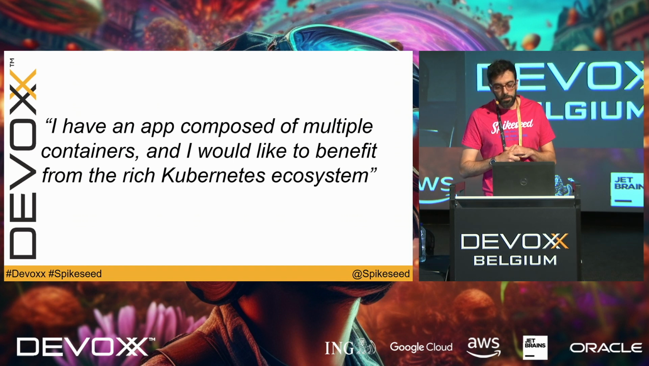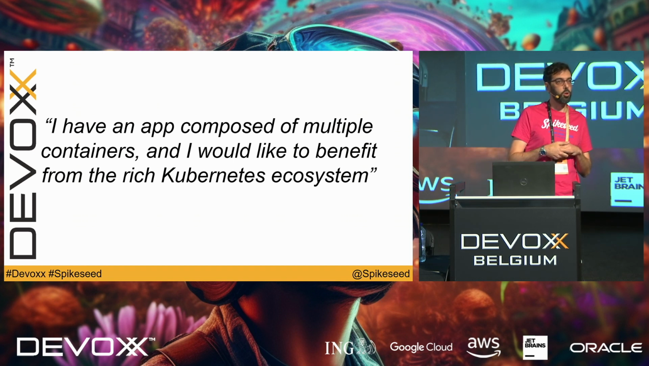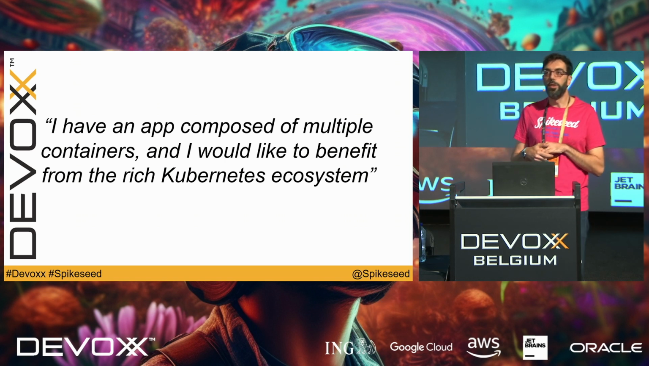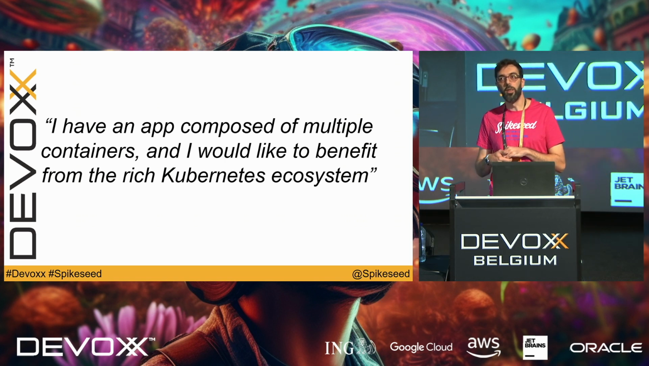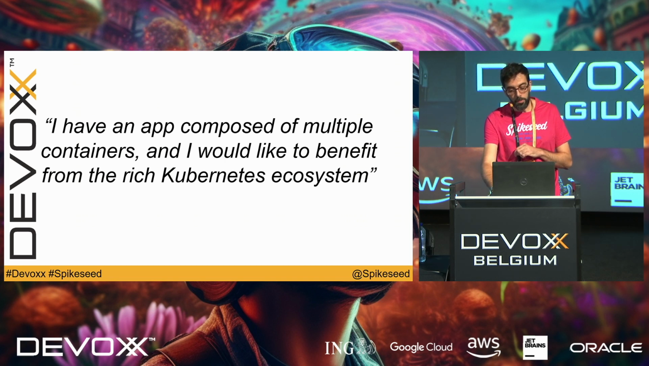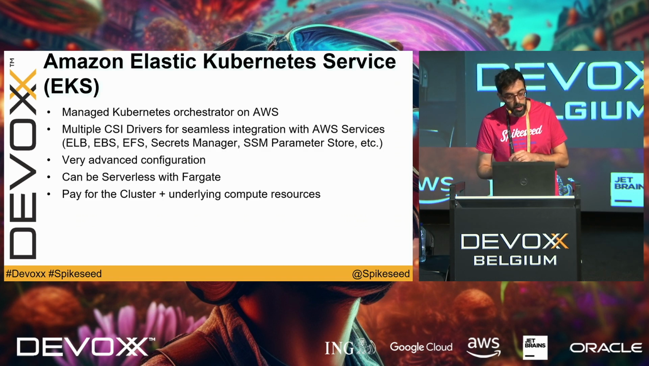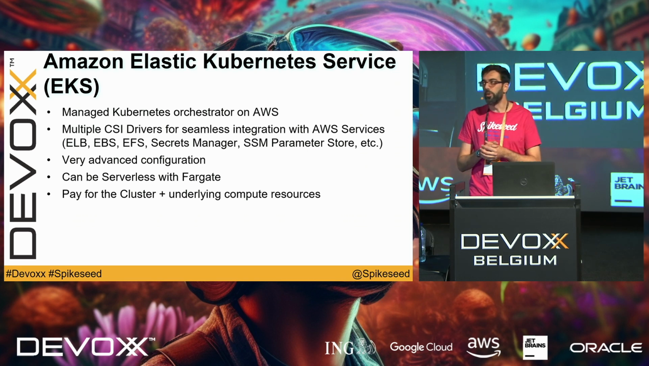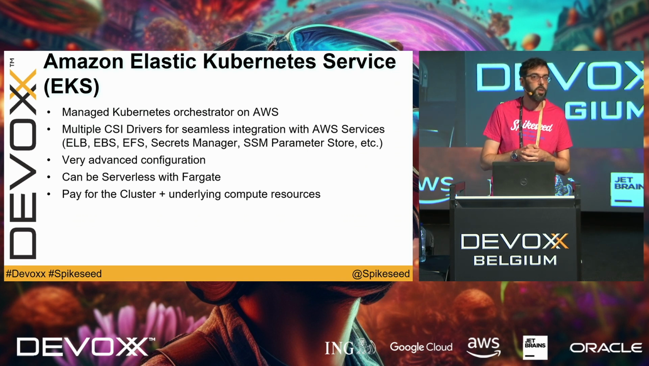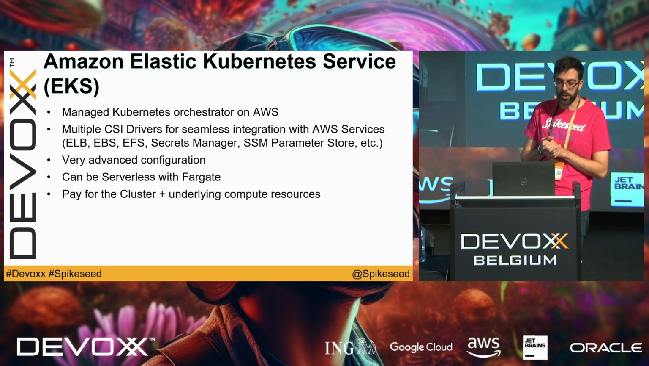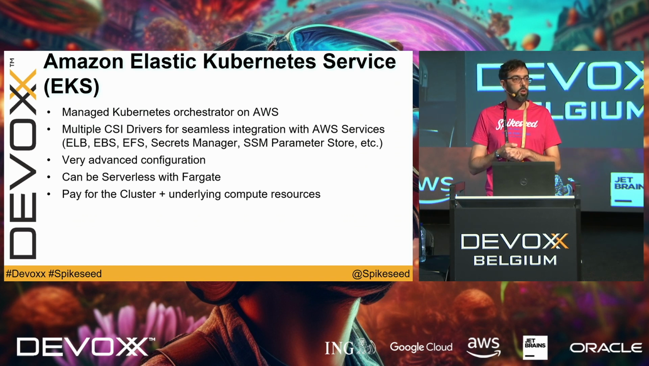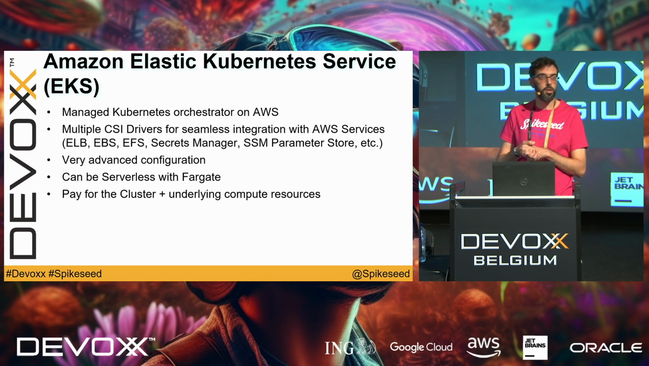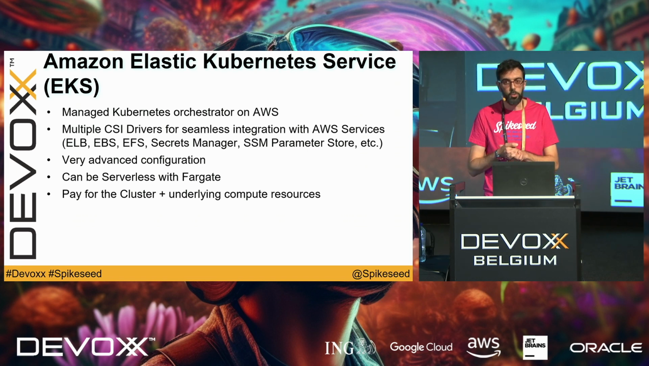Now, similar use case, I have an app which is composed of multiple containers, and I would like to benefit from the very rich Kubernetes ecosystem. So in this case, the option would be Amazon Elastic Kubernetes Service, so EKS, which we mentioned as well before. So this is really Kubernetes under the hood, Kubernetes as we know it. It provides multiple storage drivers, CSIs, to integrate with a number of AWS services, from storage to Secrets Manager to SSM Parameter Store. It allows for very advanced configuration, the most advanced you can think of.